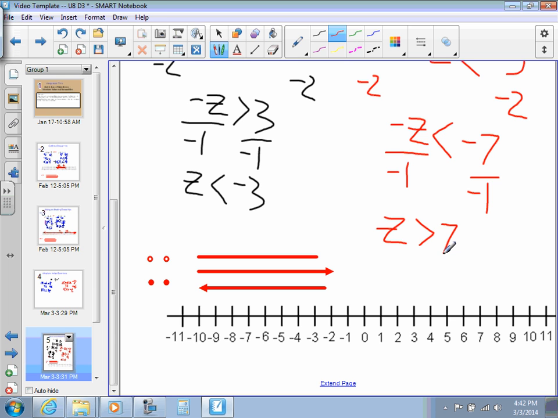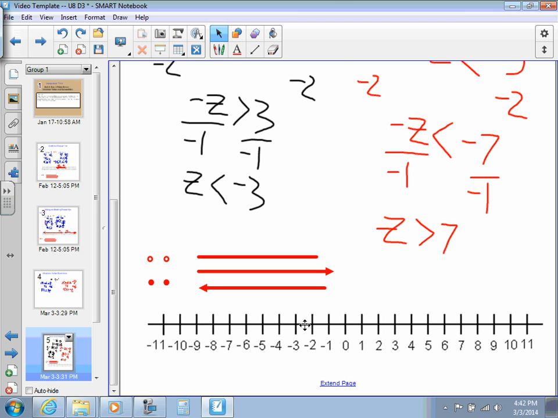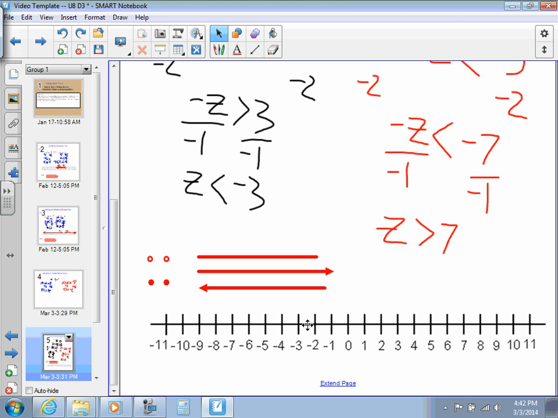Okay, so now I need to graph this. So what do I have here? I have z is less than negative 3. So here's my negative 3, and it's not included. And z is less than, I'm going this direction. And then I've got z is greater than 7. So over here at 7, again, it's not included, so it's open. And it's greater than 7, I'm going that direction.